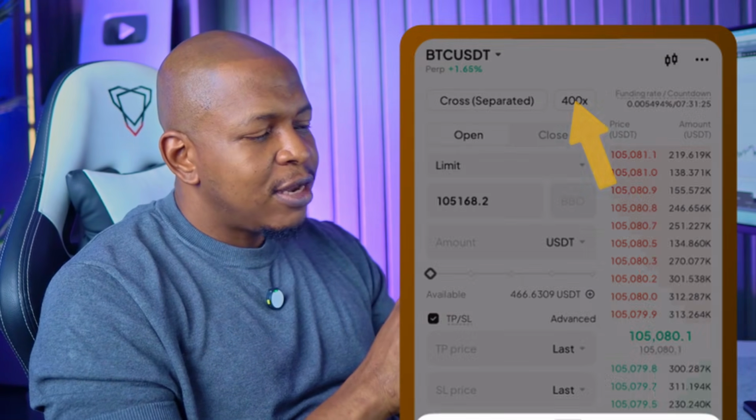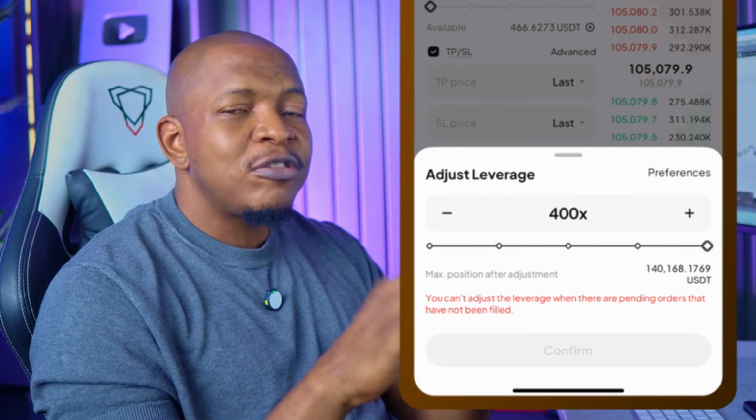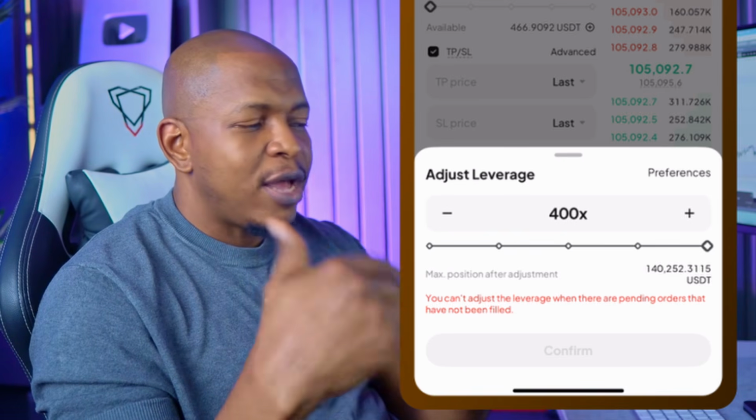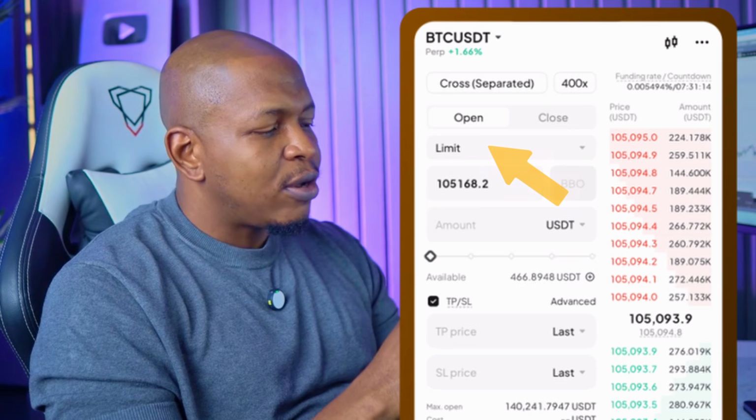For leverage, it is 400x. I still like to keep it at 400x because I know how to manage my risks properly even with the highest leverage. Then below it we have the limit order, the trade amount.